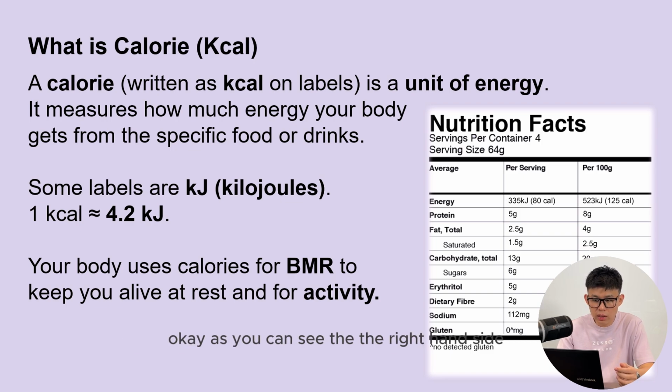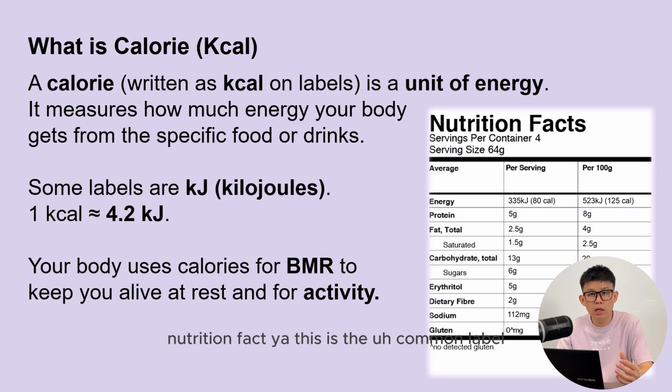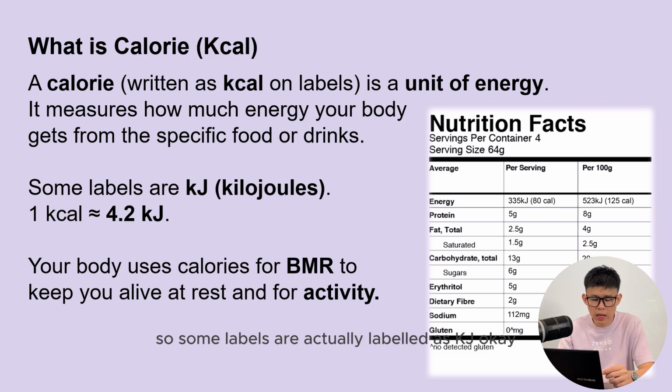As you can see on the right-hand side, at the bottom right corner, there's a screenshot of a nutrition fact label. This is the common label we will see behind our food packaging. Some labels are labeled as kJ, kilojoule. So this is the conversion: 1 kcal is equal to 4.2 kJ. Your body uses this calorie for BMR to keep you alive at rest, or even for activity.